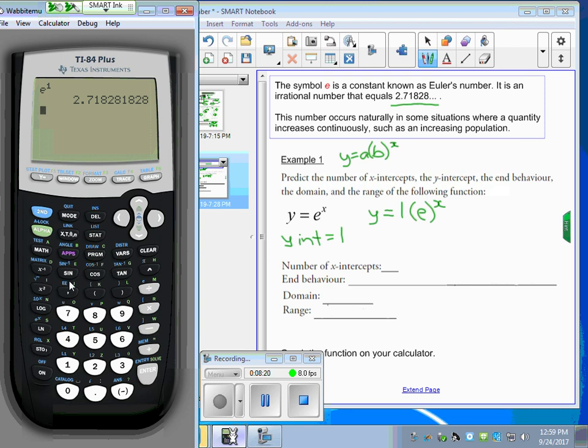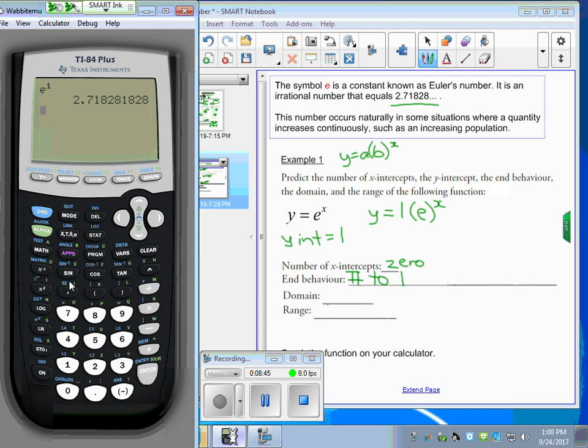Number of x-intercepts: this doesn't change for any exponential function. There are always no x-intercepts, so you can either put none or 0 because it doesn't cross the x-axis. End behavior: this also doesn't change for any type of exponential function.